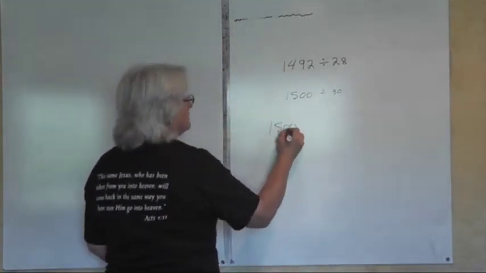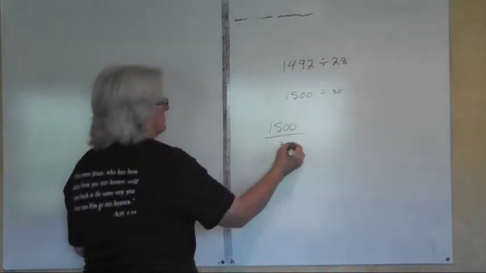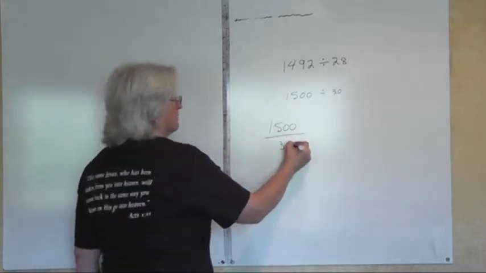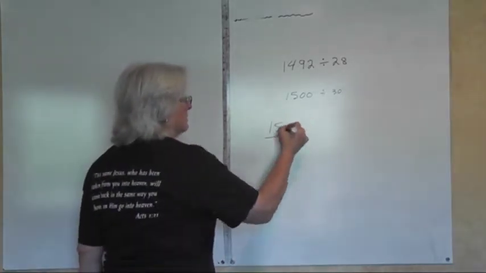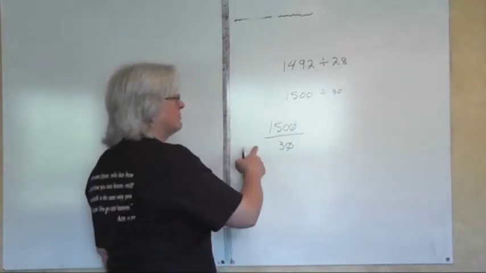1,500 divided by 30, to make 30. We're going to be able to cancel out this 0. What we're actually doing is dividing by 10. Now we're at 150 divided by 3.